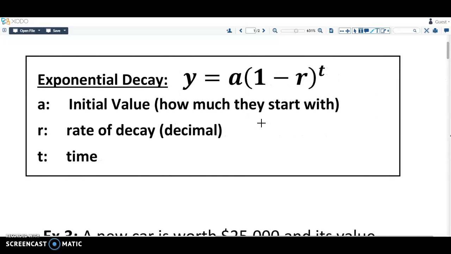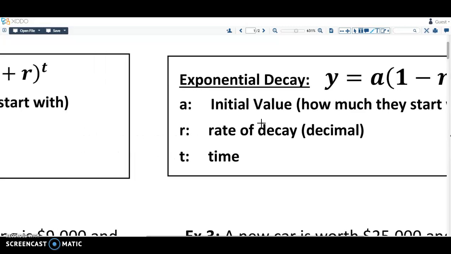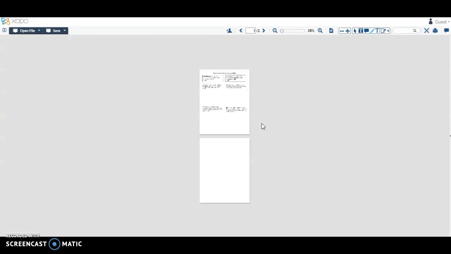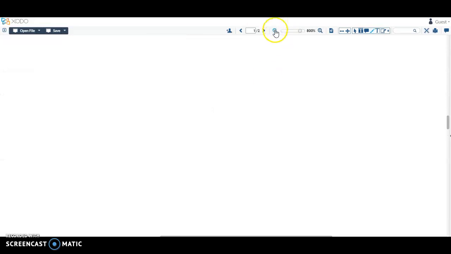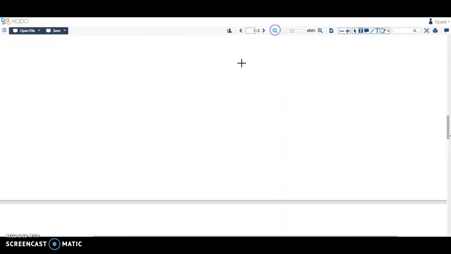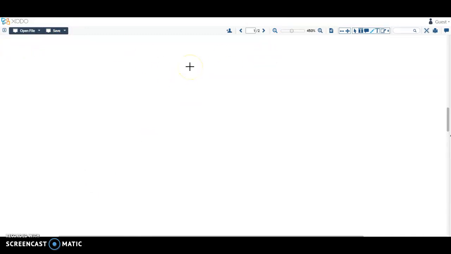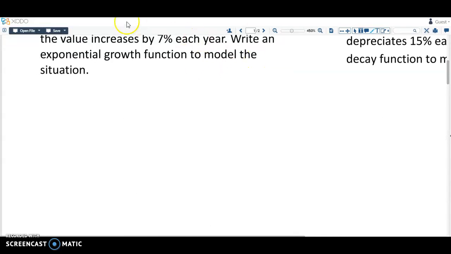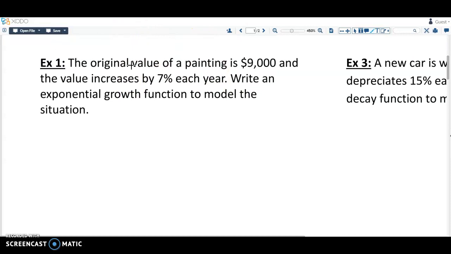Exponential decay is going to be a very similar formula, except this time we're going to see that it's y equals a times 1 minus r to the power of t. And so a is still the initial value, r is now called the rate of decay, and t is the amount of time. And so when we do these formulas, we'll see that they still give us exponential growth or decay formulas. We'll simplify them down to that, but the setup will look very different.